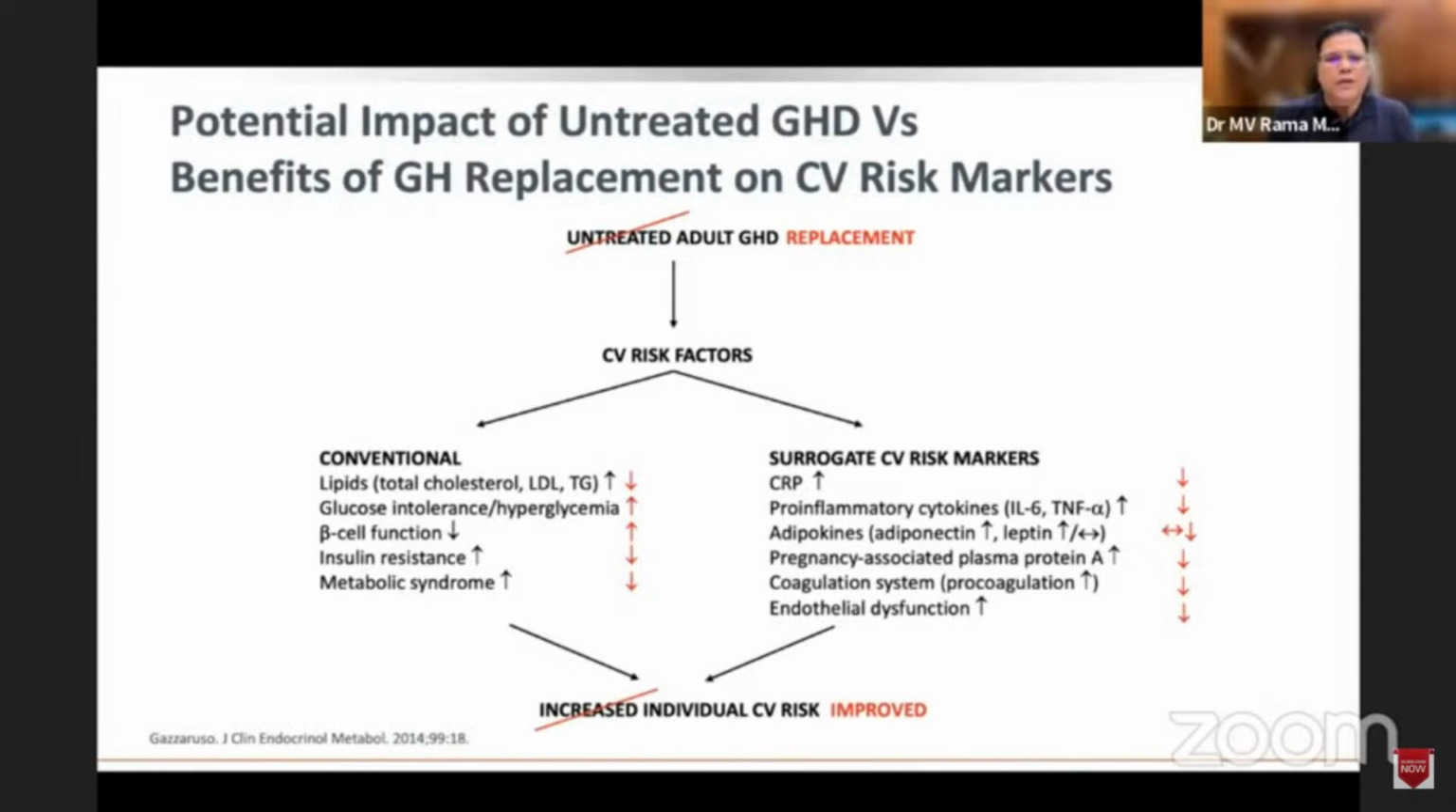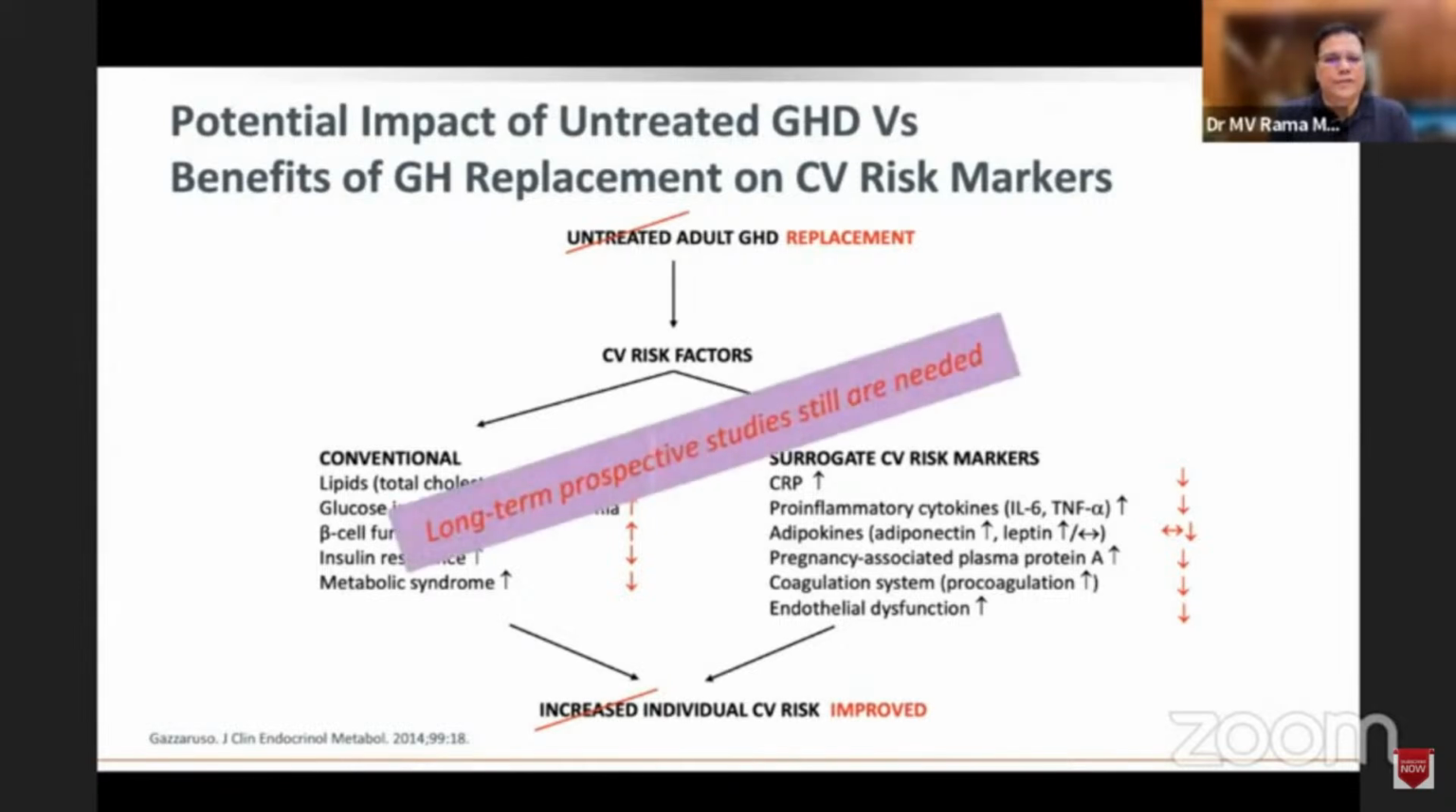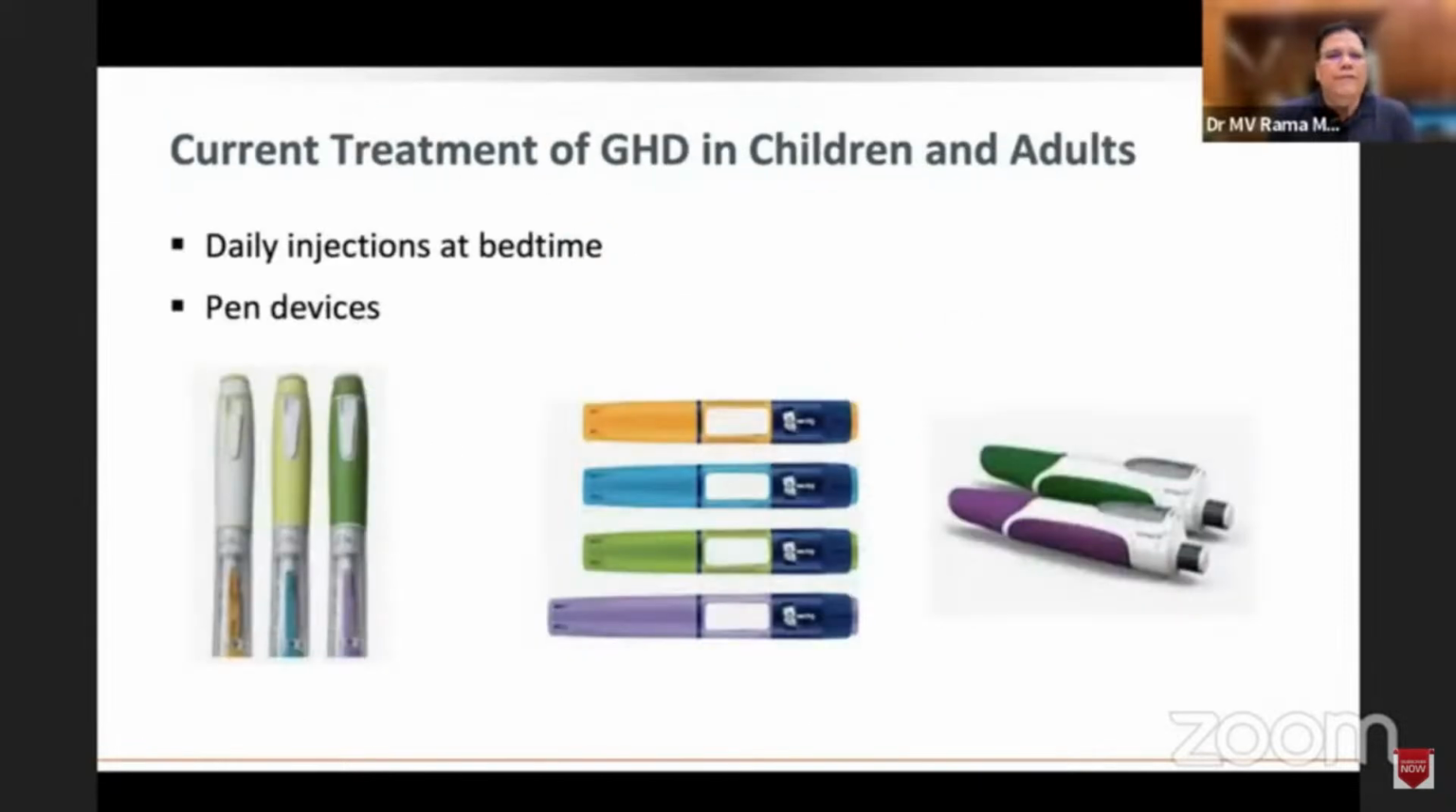So that means that depending on the different clinical trials, we come to the conclusion that in patients with documented growth hormone deficiency in adults, we have good data to say that the CV risk is improved with growth hormone treatment, and still we need long-term prospective studies to confirm this. We have different treatment options available in children and adults, with daily injections given at night. We have different companies, and nowadays we are coming up with weekly growth hormone also.